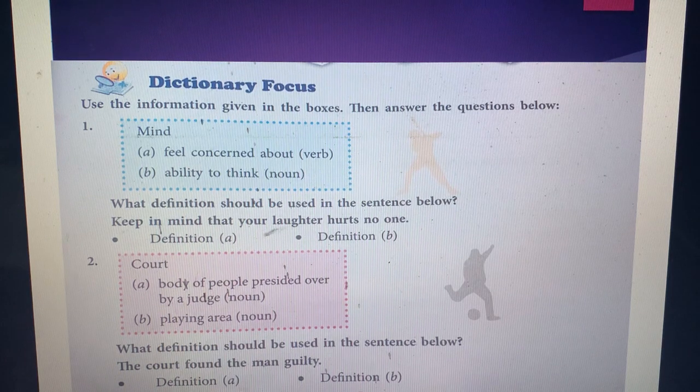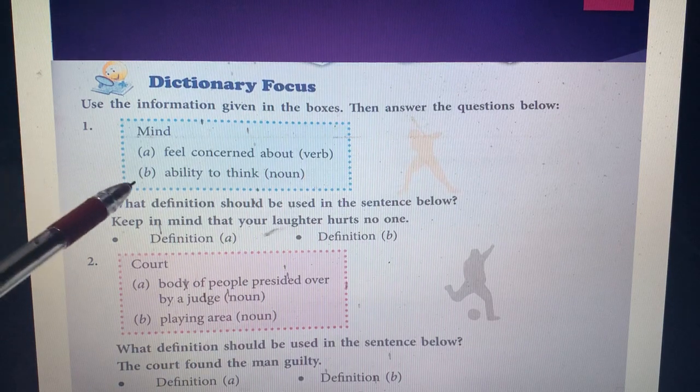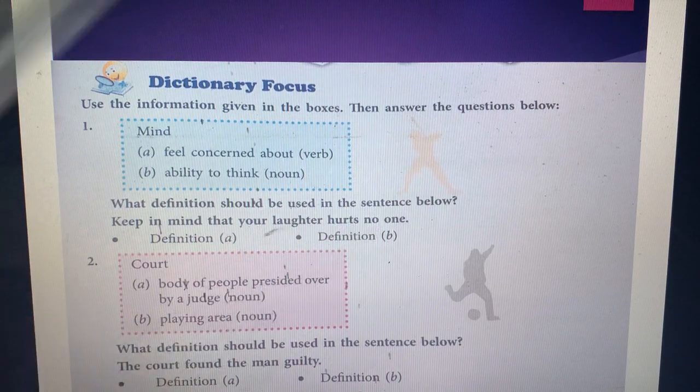और माइंड क्या करता है? कंसर्न्ड करता है ना, कंसंट्रेशन करता है किसी भी चीज के लिए. सो हमारे पास सेंटेंस है, कीप इन माइंड दैट योर लाफ्टर हर्ट्स नो वन. सेंटेंस के लिए क्या करेक्ट डेफिनेशन होगी? फर्स्ट होगी या सेकंड होगी? विल इट बी फर्स्ट और सेकंड? कीप इन माइंड दैट योर लाफ्टर हर्ट्स नो वन.